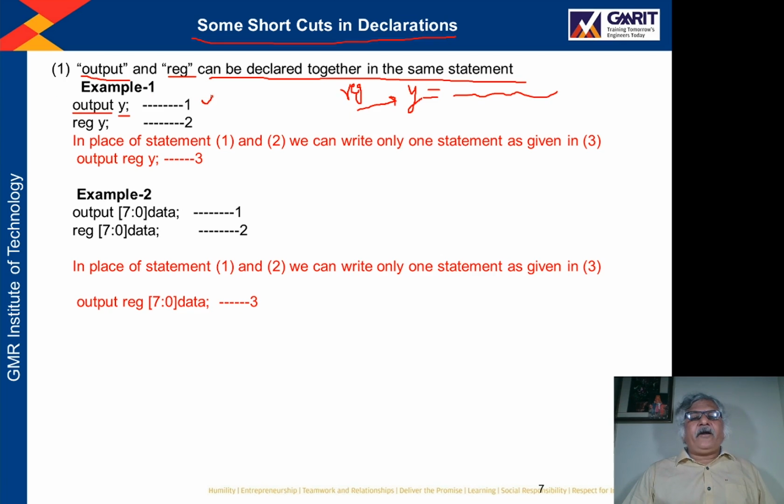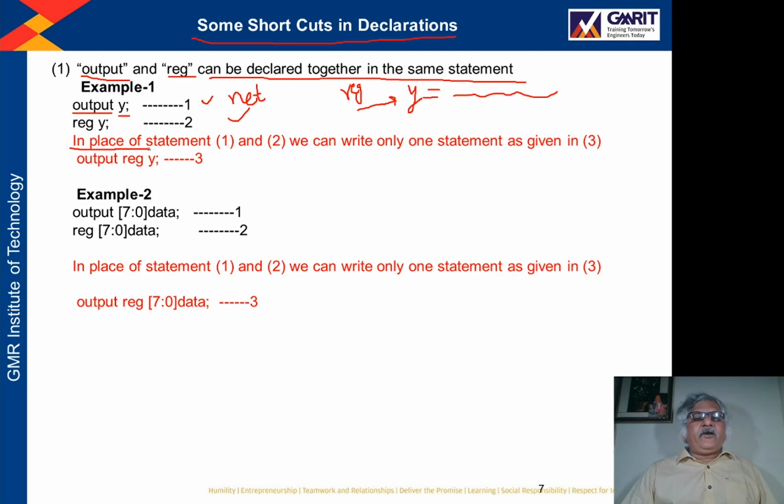By the first statement, a net is created. Y is a net type. By default, a wire net type is created. But we have to declare it as reg type. So in the second statement, reg y, we have declared y as reg type. So now we can assign values to y inside the procedural statement.